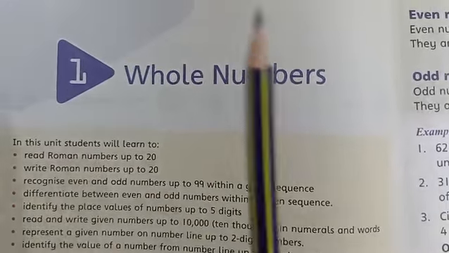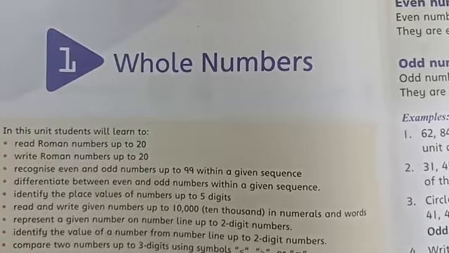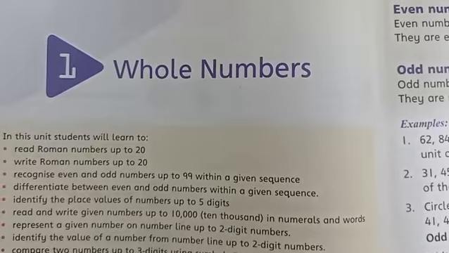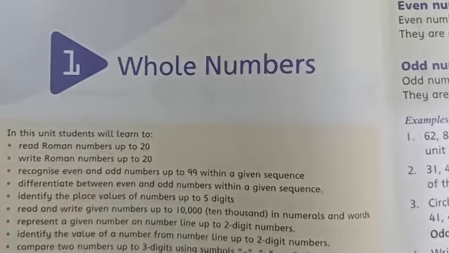Our first chapter is whole numbers. Whole numbers are the positive numbers without any fractional number or decimal number. It includes 0, 1, 2, 3 and so on.